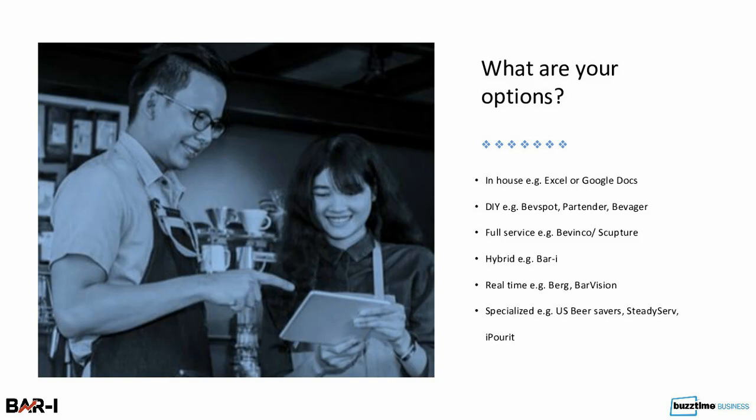And then another category of systems, mostly focused on draft beer, is flow meter systems like US Beer Savers. Steady Serve is a company that will actually install scales underneath each keg, and then iPourIt is an automated pouring system where the customers actually pay for beer by the ounce, and they use an electronic wristband to pour their own beer, and it charges them per ounce. And that obviously has the benefit that it's measuring and charging them for the beer as they dispense it, so that there's less need and fewer problems with shrinkage and not charging for beer that's being sold.